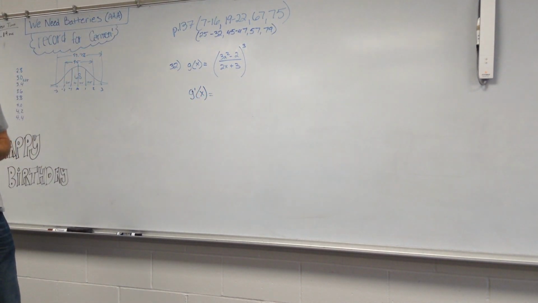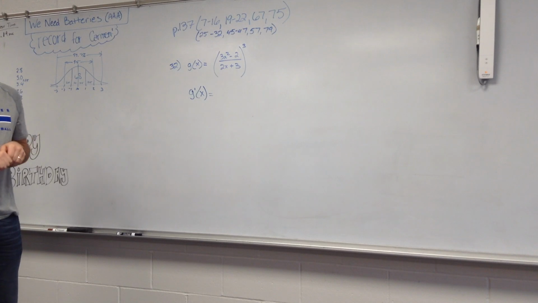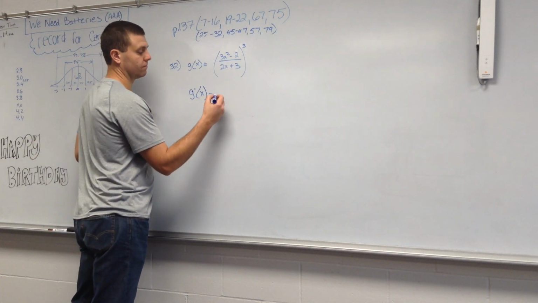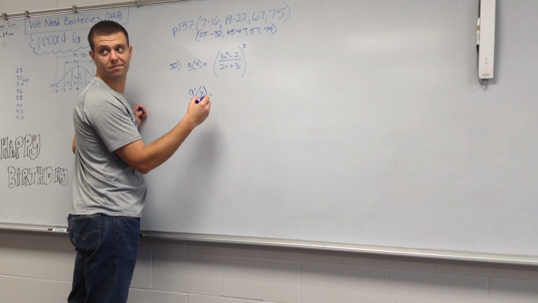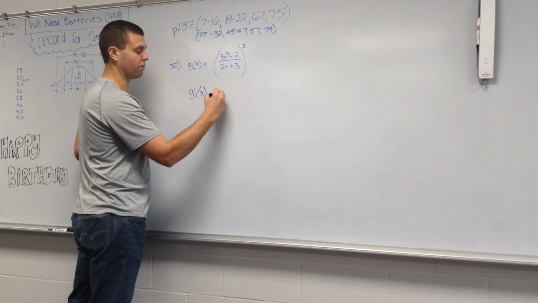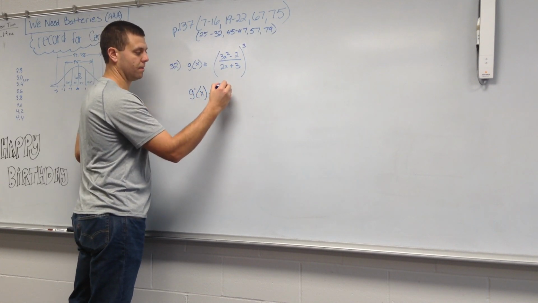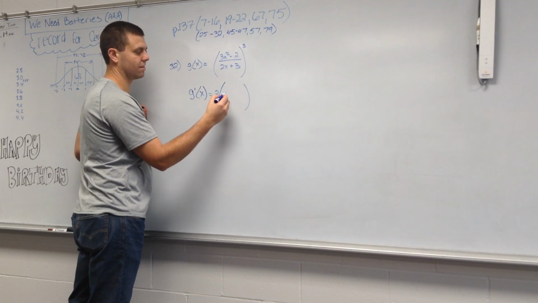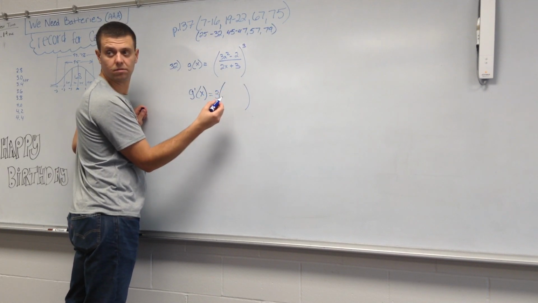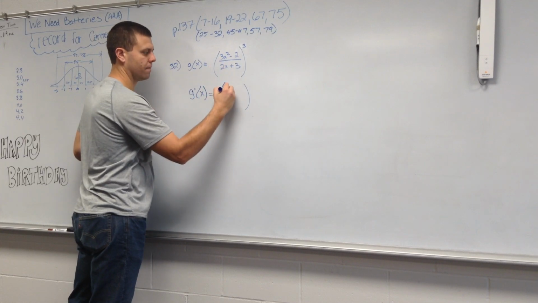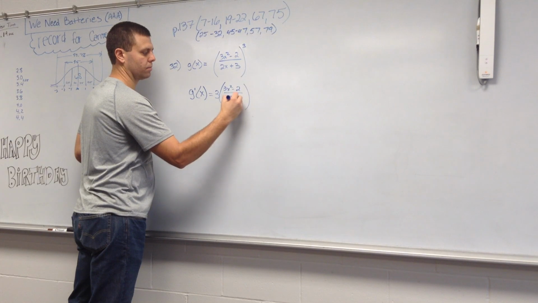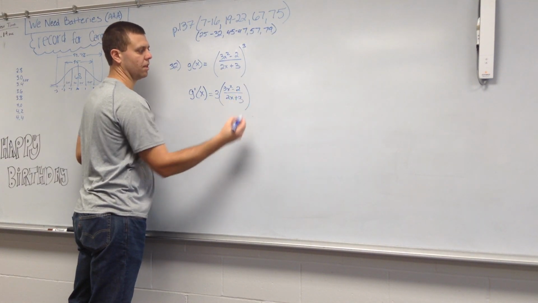Bryce, can you help me start? Just help me start. 3. 3 is a good guess for starting. Yeah, 3. So we write our 3, then what? Parentheses. The whole thing. What's in the parentheses? 3x squared minus 2. Same thing, right? Over 2x plus 3, and then that's raised to the second.